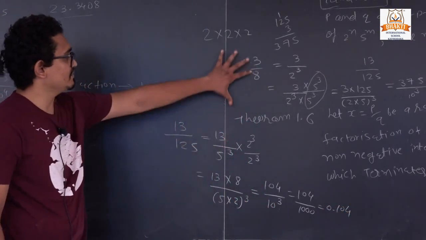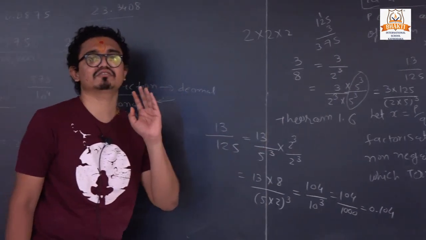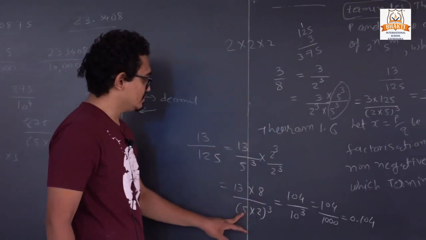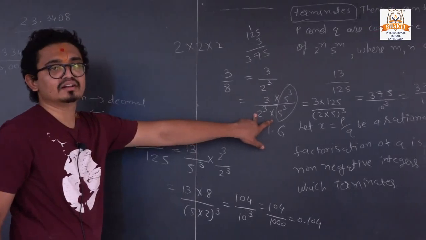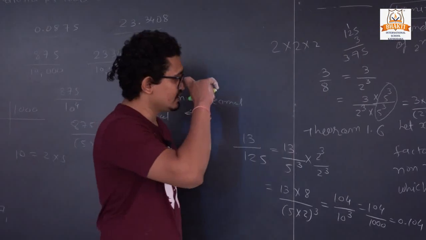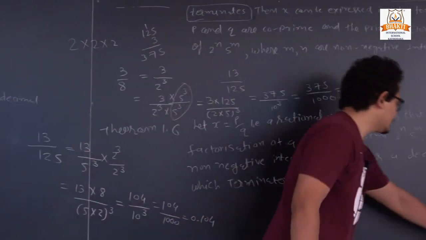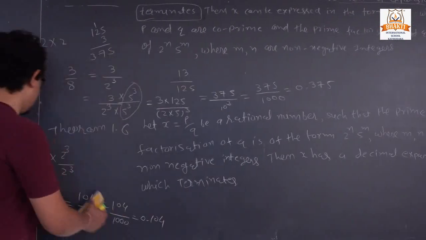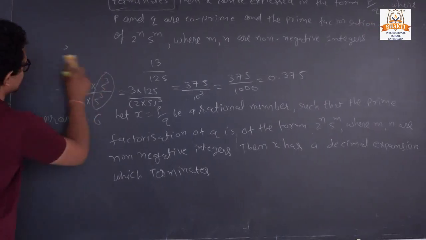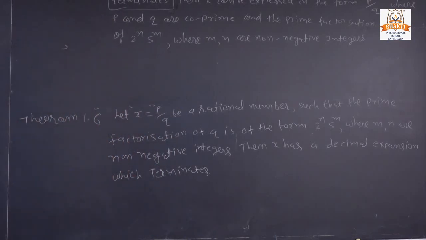Clear? So from those two examples, you can get the idea how we can convert a fraction into a decimal if the denominator has either 2 or 5 or both. Clear? So we can convert that number into the decimal form. Now the next theorem is what? In theorem number 1.6, first of all, we can read that statement so you can have an idea.